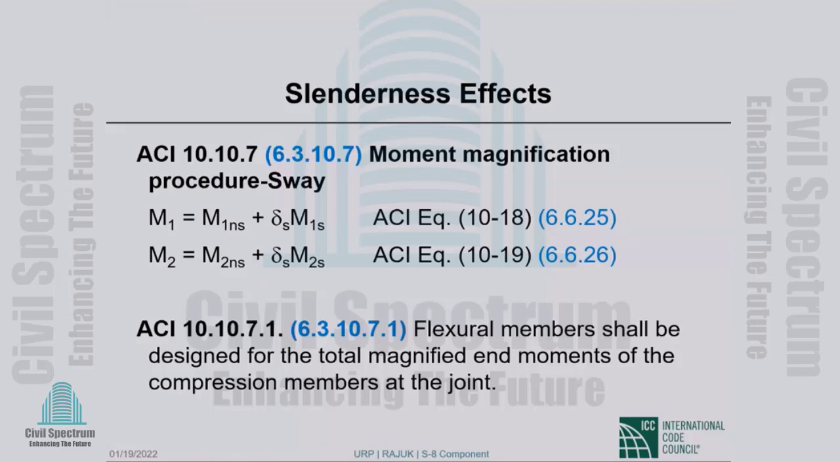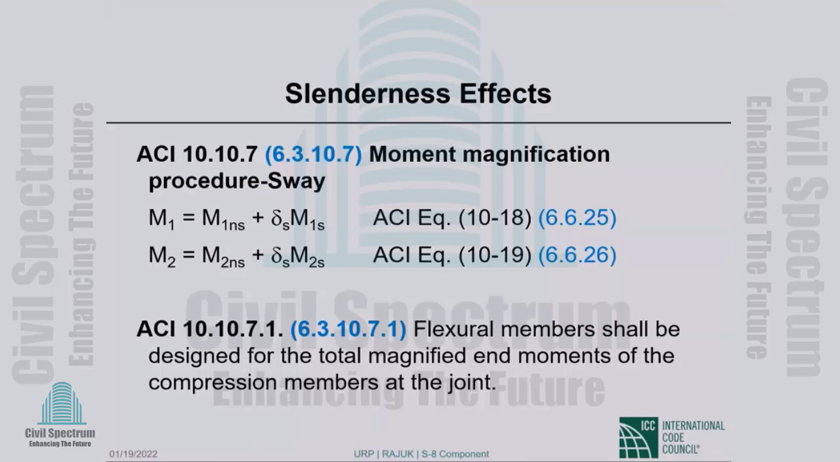Factored end moment on a compression member at the end at which m sub 1 acts due to loads that cause no appreciable side sway, calculated using a first order elastic frame analysis. Okay, read it again. Factored end moment on a compression member at the end at which m sub 1 acts due to loads that cause no appreciable side sway, calculated using a first order elastic frame analysis. This is m sub 1 ns.